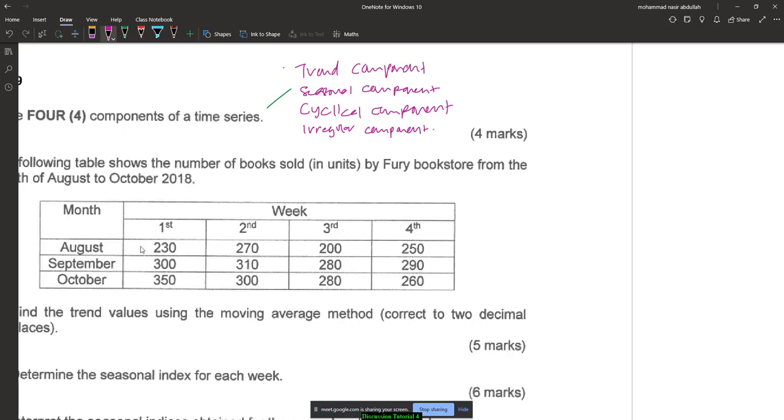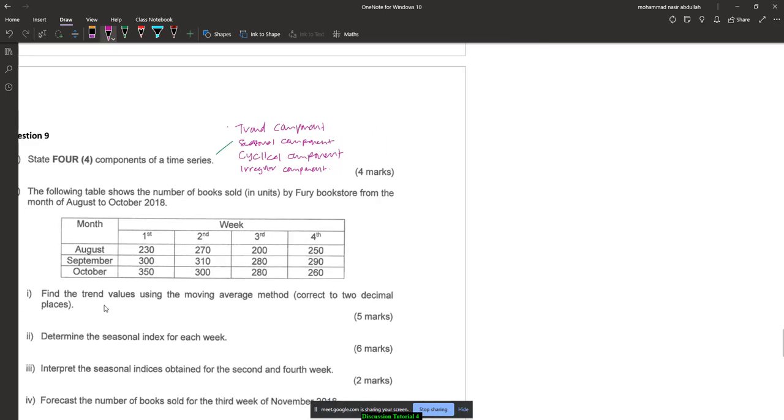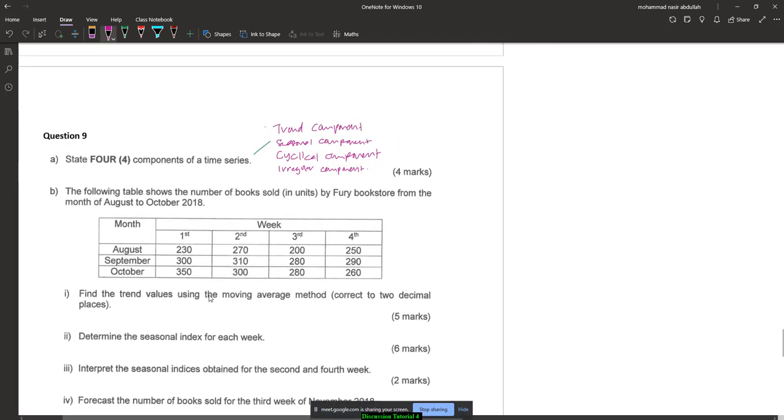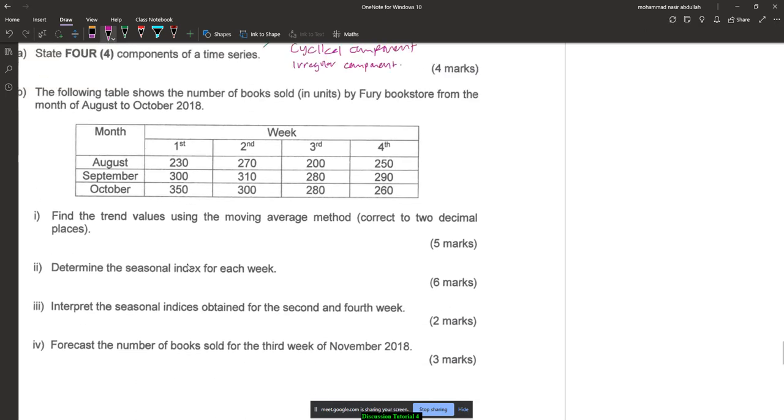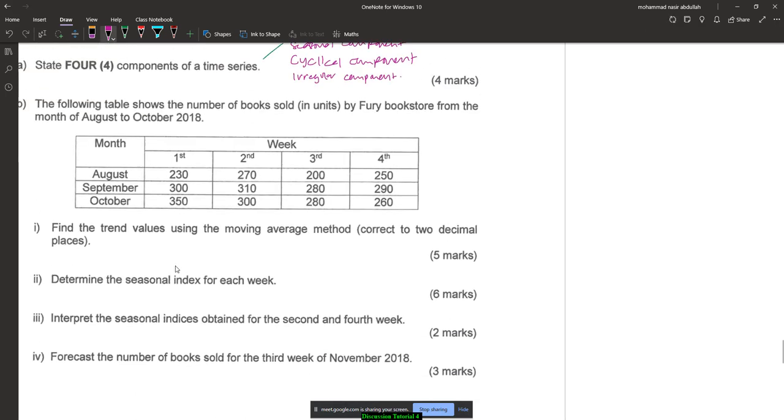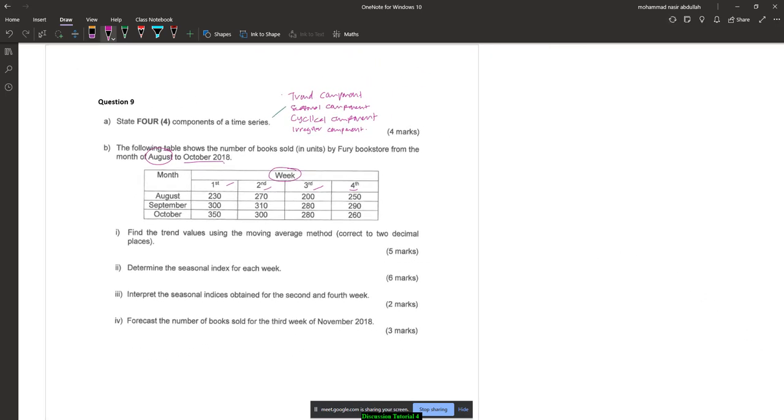Right, kita tengok this one. B. Right, the following table shows the number of books sold in unit by Fury bookstore from month of August 2018 until October 2018. Right? So basically they segregate dia punya data based on week. Right? We have week 1, week 2 and until week 4 lah. So now kita try buat dia punya trend, moving average trend.